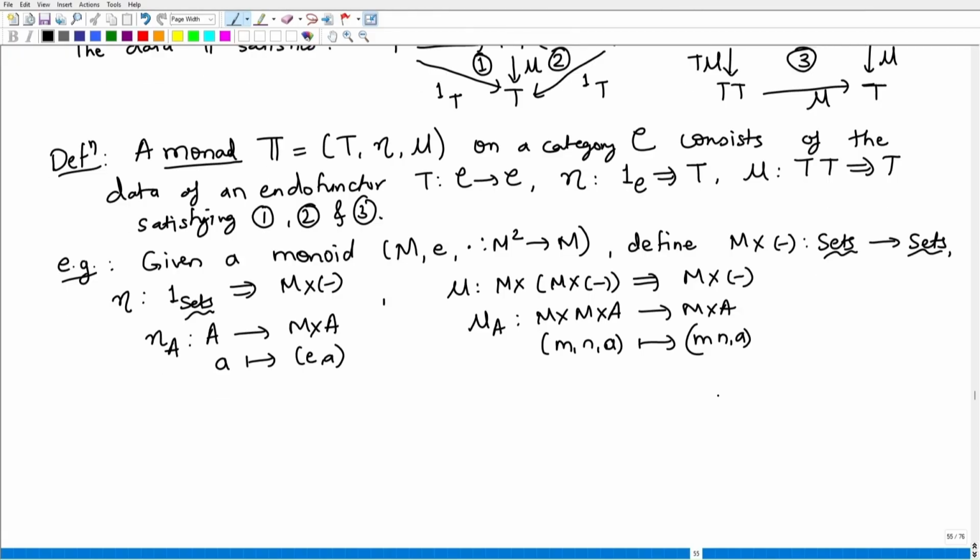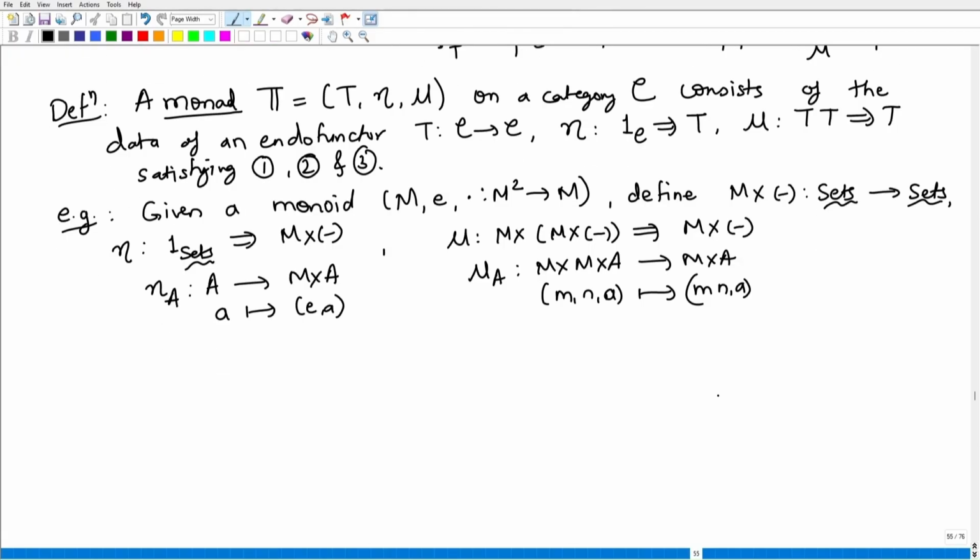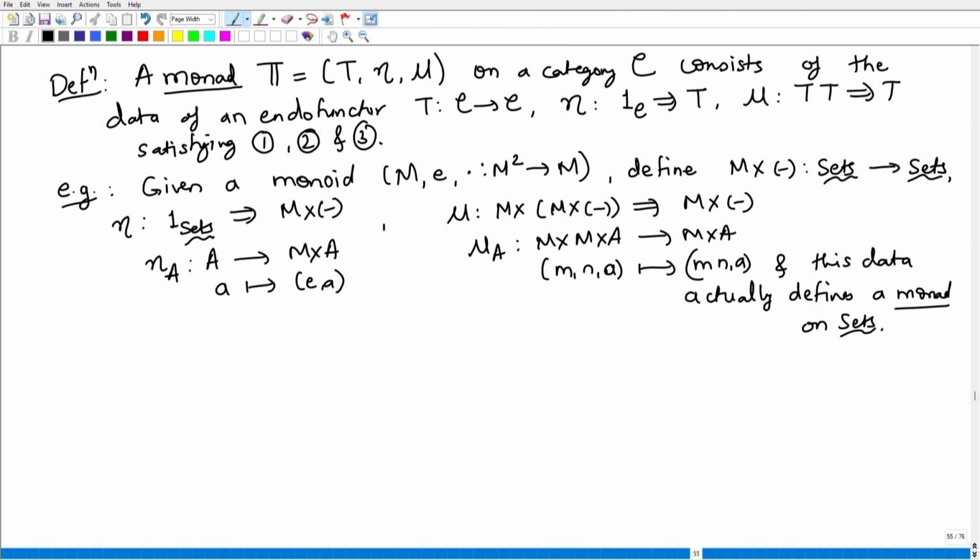Okay. So given a monoid, define this functor, and this data actually defines a monad. So this is a monad on sets. Any questions here? Do you understand? Like instead of a monoid, you can also think of a group. So group action, it's a free group action. Yeah, nothing is really happening here.